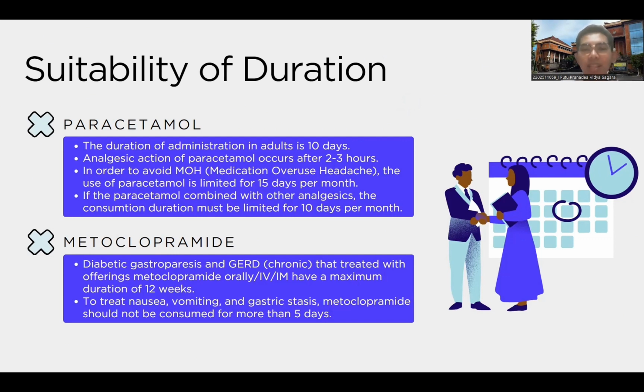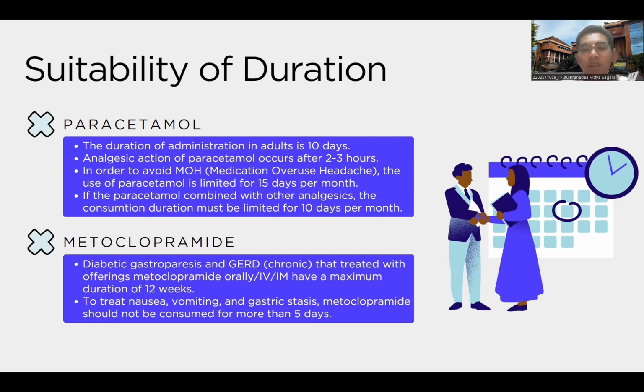For paracetamol, the duration of administration in adults is 10 days. The analgesic action of paracetamol occurs after 2 to 3 hours since the drug intake, according to the duration of the therapeutic concentration needed for suppositories. In order to avoid medication overuse headache, the use of paracetamol is limited to 15 days per month.